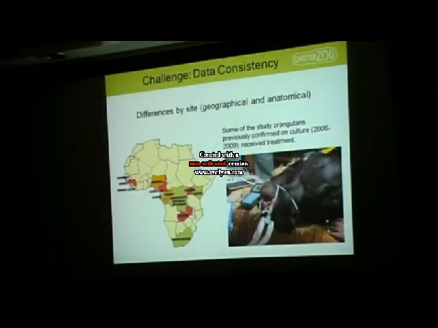The next issue we have is data consistency. And here are the centres in Africa for the chimpanzees. The way to standardise how the test is run across a wide variety of different areas is very difficult. And as I mentioned previously, some of the study orangutans were previously confirmed positive on culture and then received treatment. And any test you run after that, the results are going to be very difficult to interpret.